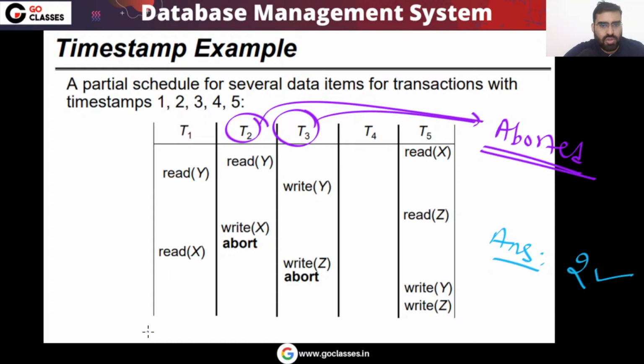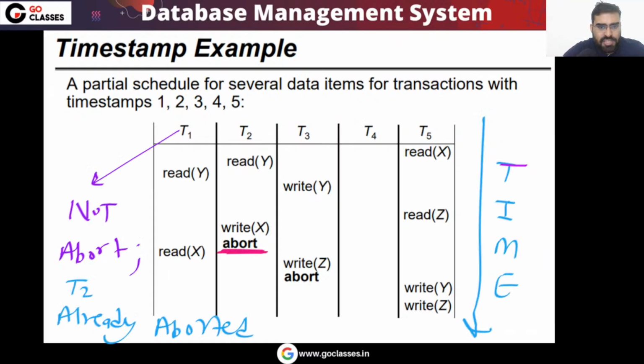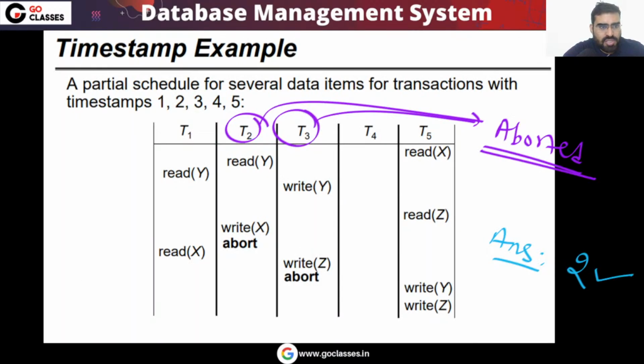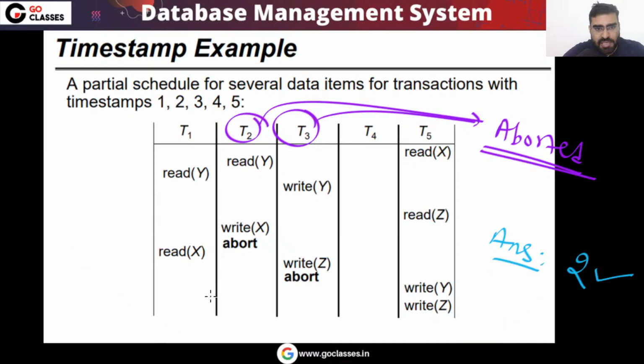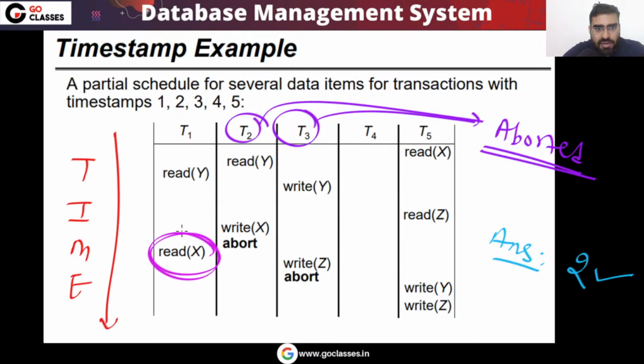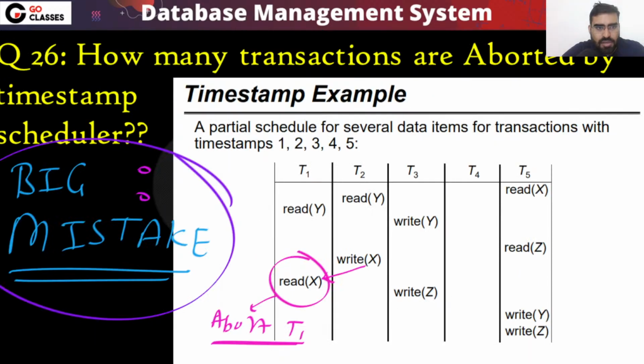Tell me, did you understand this question? Very simple, but this is a beautiful question, and I can say the GATE exam will ask you this type of question, because the GATE examiner knows that you will make this mistake. You will go randomly. You will not go according to the time. Always go according to the time. This is how things are happening. Already this will be aborted, so there is no problem here. So this T1 will not abort. This is a simple question, and the answer will be 2. Two transactions will roll back, two transactions will abort. So this is your question number 26.